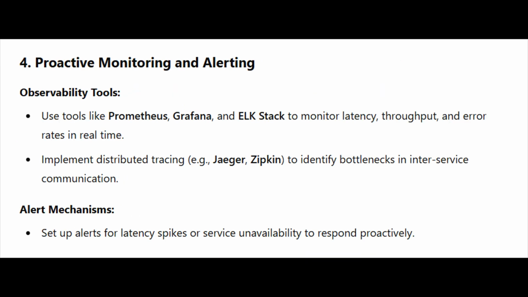4. Proactive monitoring and alerting. Observability tools. Use tools like Prometheus, Grafana, and ELK Stack to monitor latency, throughput, and error rates in real time. Implement distributed tracing, for example Jaeger or Zipkin, to identify bottlenecks in inter-service communication. Alert mechanisms. Set up alerts for latency spikes or service unavailability to respond proactively.